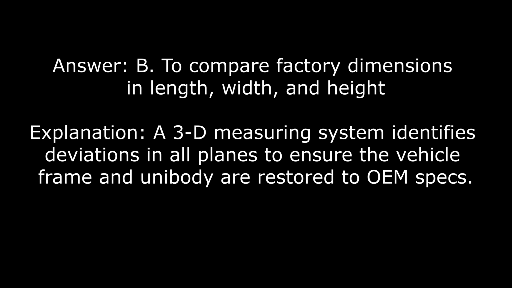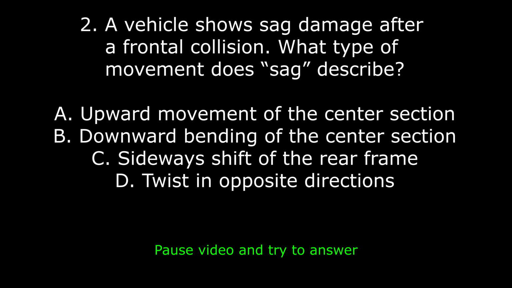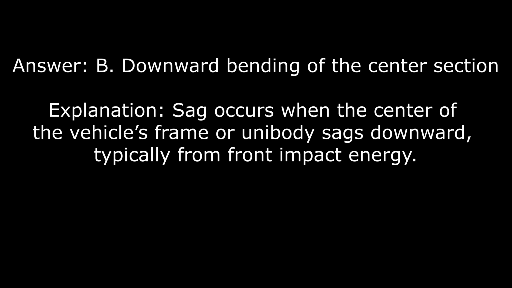OEM specs. 2. A vehicle shows sag damage after a frontal collision. What type of movement does sag describe? A. Upward movement of the center section. B. Downward bending of the center section. C. Sideways shift of the rear frame. D. Twist in opposite directions. Answer: B. Downward bending of the center section. Explanation: sag occurs when the center of the vehicle's frame or unibody sags downward, typically from front impact energy.